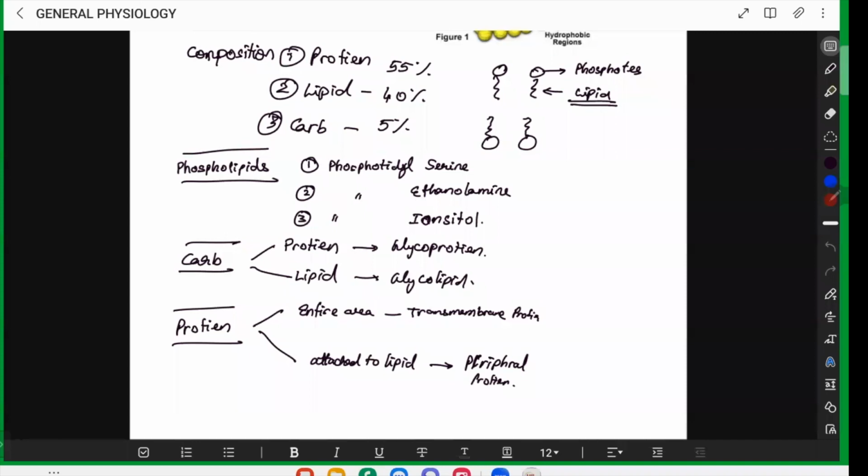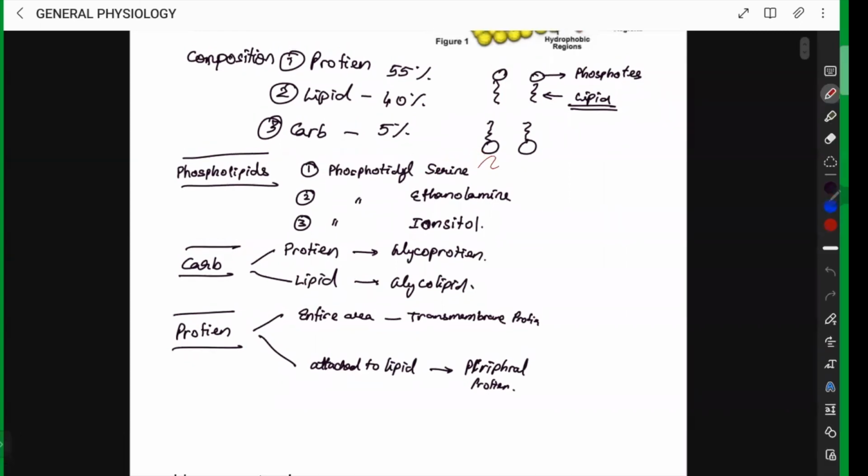You have this phosphatidylserine. This is going to be an important cell. When this phosphatidylserine is exposed to the outer surface of your cell membrane, that is going to lead to apoptosis. So, when PS is going to be exposed outside, that is going to lead to apoptosis. Clear? So, when phosphatidylserine is going to get exposed, that is going to lead to apoptosis of the cell.